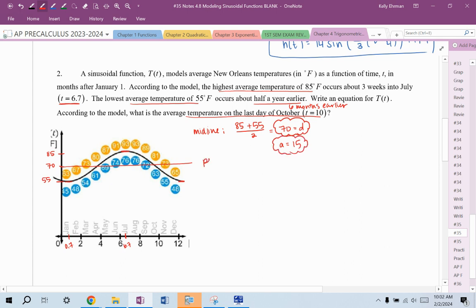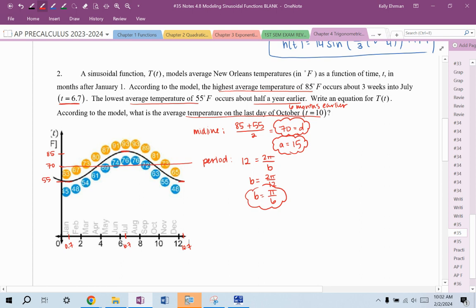What about the period next? I wasn't given any information about a frequency, so since I have a graph here and I can see one period of a cosine curve, I can figure out what that is. Now, these graphs are symmetric, so if we hit 55 6 months prior to 3 weeks into July, then we're going to hit 6 months after, so this is 12.7. So the period goes from 12.7 to 0.7, which is 12. That makes sense. We're talking about 1 year, 12 months. And remember, that's equal to 2 pi over b. So you need to solve for b. Multiply b over, divide by 12, simplify. B is pi over 6.